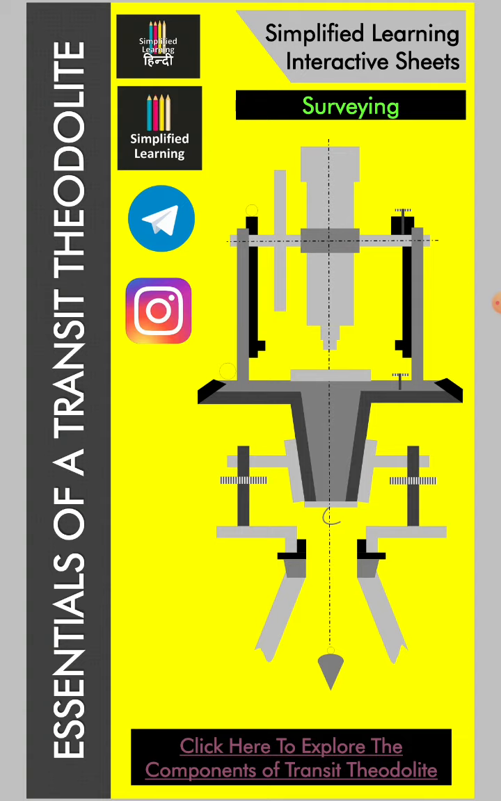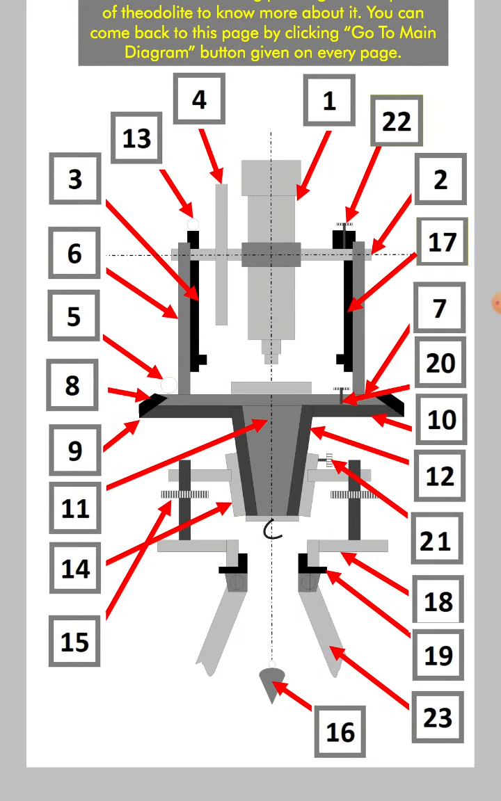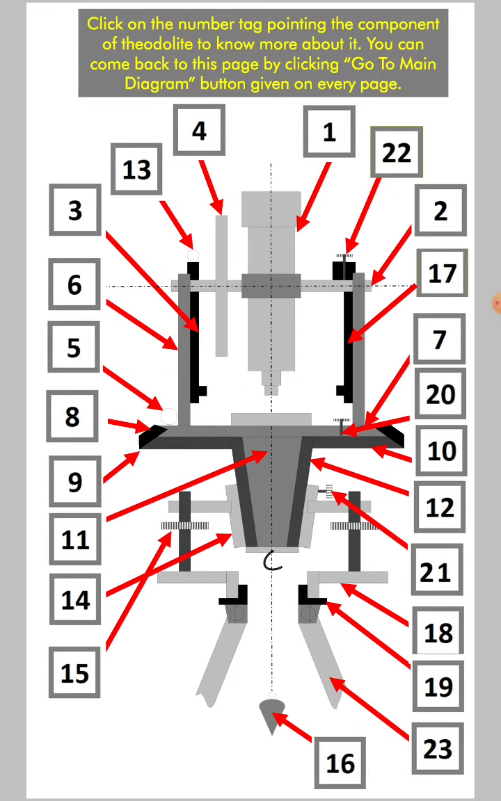This is a PDF, and in this PDF we have a theodolite showing all its components. So how to use this sheet? The statement is saying click here to explore the components of transit theodolite. If you click over here, then you will go to an image which is showing all the component parts of a theodolite, starting from component 1, which is the telescope, and ending at component number 23, which is the tripod that supports the instrument.